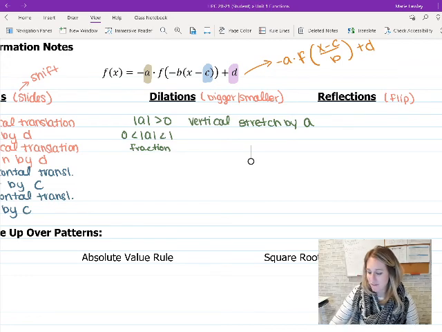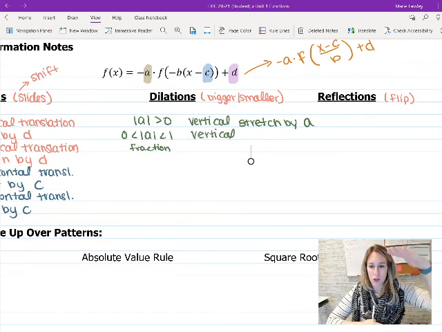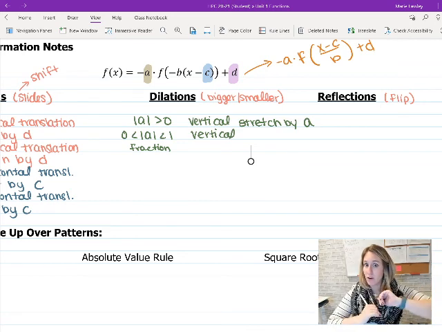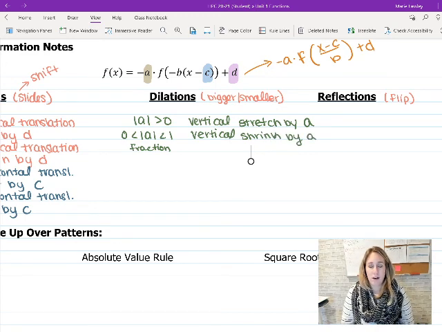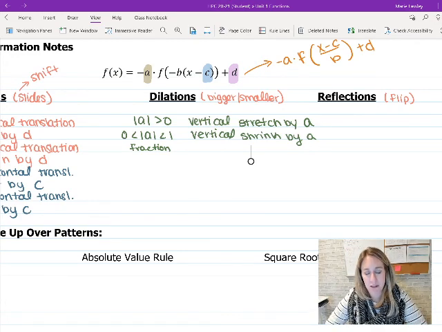This is a vertical shrink. So if A is a fraction, it is actually going to shrink our graph vertically by A. So a vertical shrink by A. It's going to shrink our graph by a certain amount.